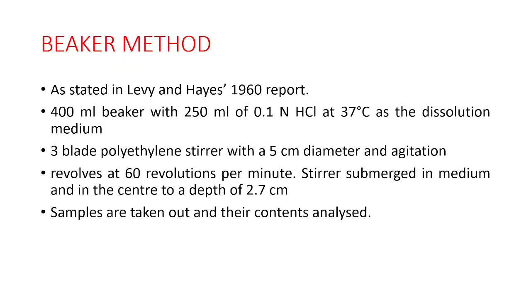Beaker method, that is the next one. You have a 400 ml beaker with 250 ml of 0.1 normal HCl at 37 degrees as dissolution medium. A 3-blade polyethylene stirrer with a 5 cm diameter is used for agitation, and it revolves at 60 revolutions per minute. The stirrer is submerged in the medium in the center to a depth of 2.7 cm. Samples are taken out and their contents are analyzed.